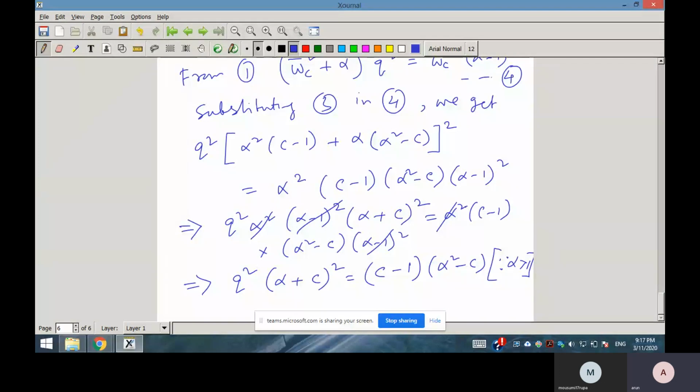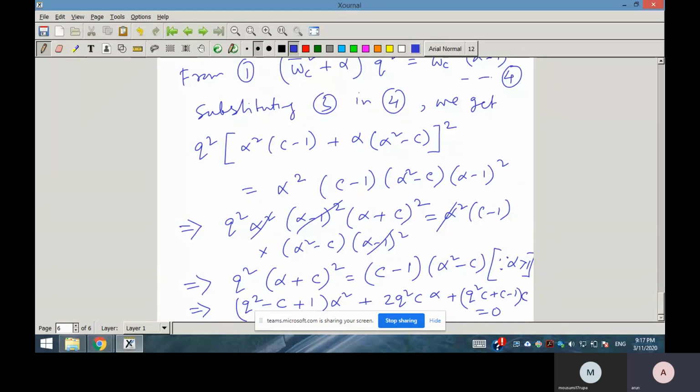So that's why we have cancelled these things. If alpha is equal to 1, you cannot cancel. So this will imply, this equation, you will get q square minus c. If you simplify this kind of quadratic equation, you will get q square minus c plus 1 into alpha square plus 2q square c into alpha plus q square c plus c minus 1 into c. This is equal to 0.